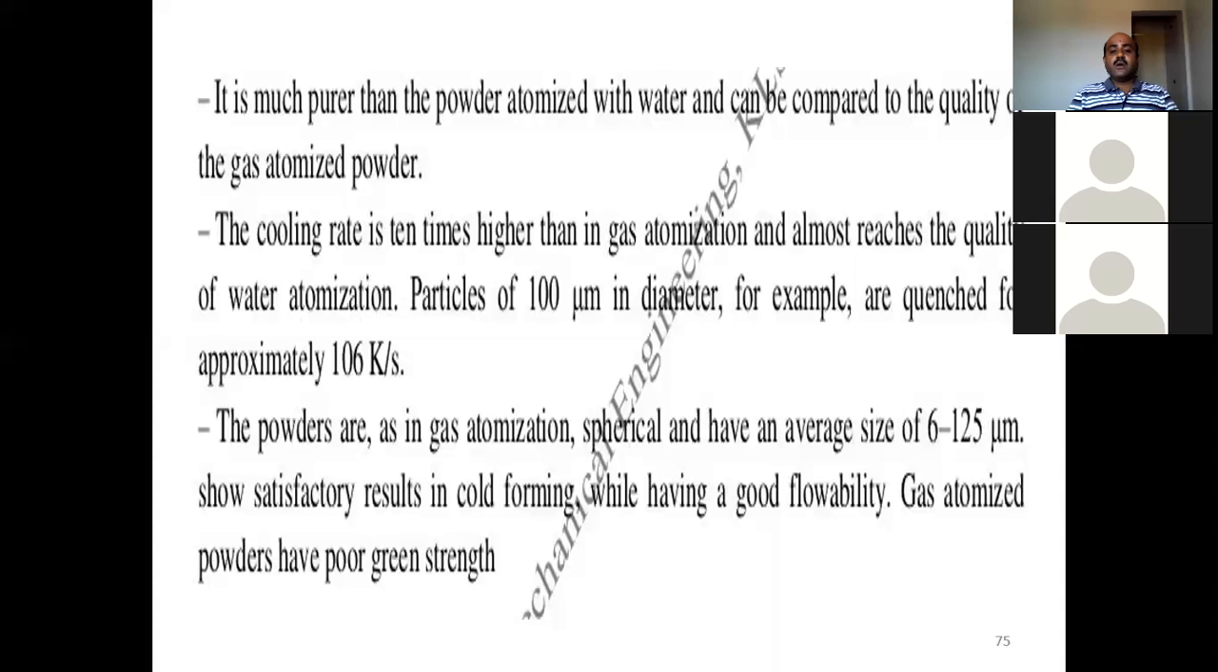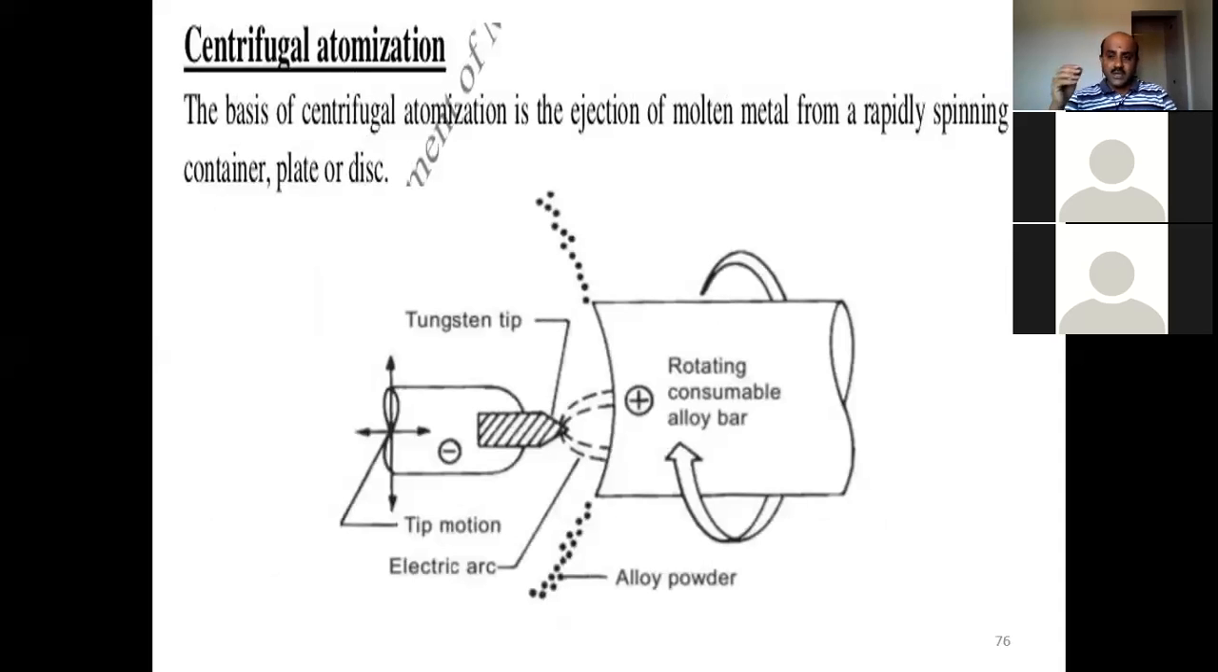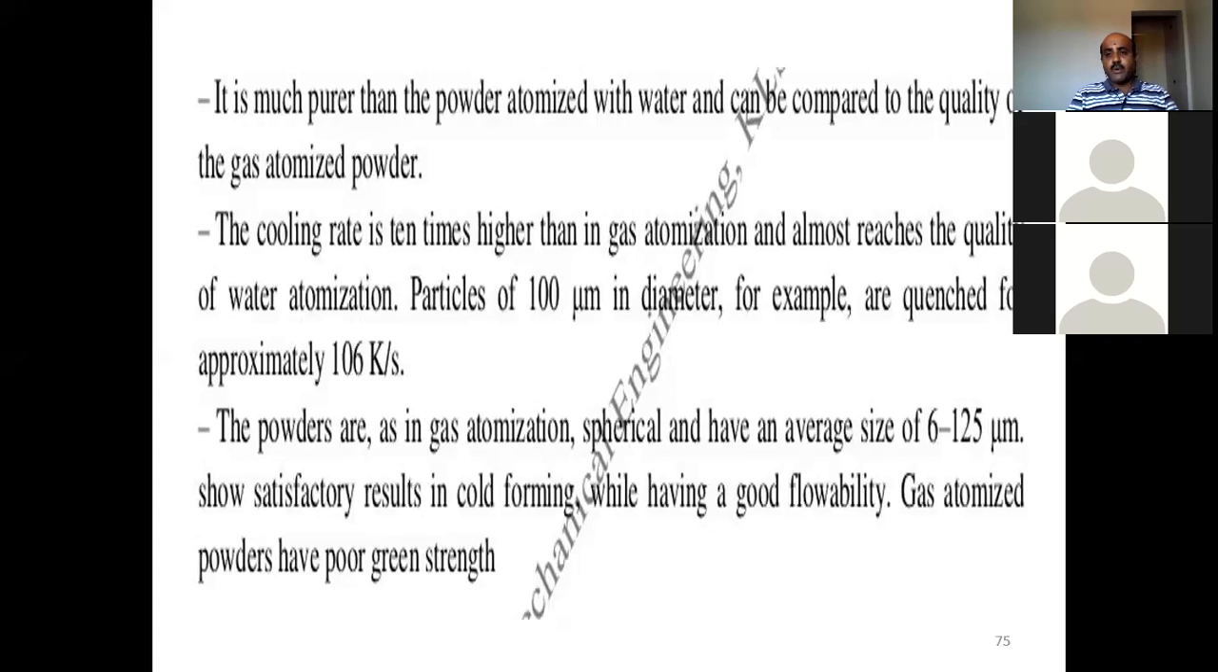The powders are spherical and have an average size of 6 to 125 micrometer, show satisfactory results in cold forming while having a good flowability. Gas atomized powders have poor green strength. As in gas atomization, here also they will have a spherical structure and their size varies from 6 to 125 micrometers, and it can have a very good flowability. So this is the second method of production of metal powders, that is by using a liquid atomization technique.